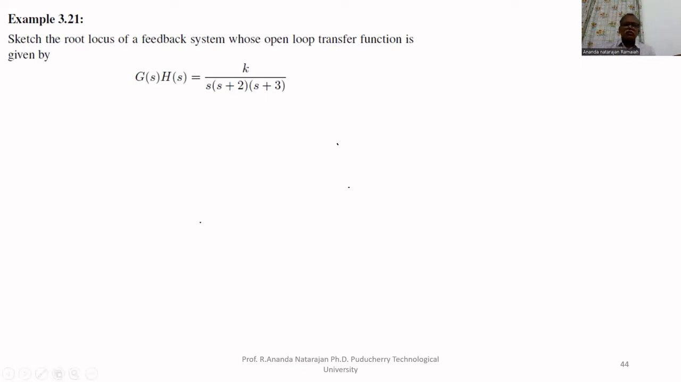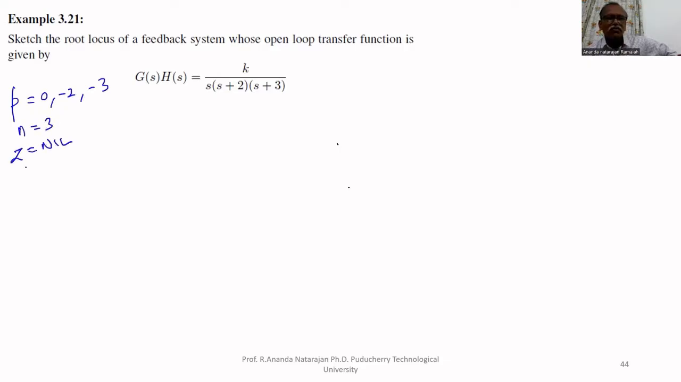Let us see one problem on root locus. Sketch the root locus of a feedback system whose open loop transfer function is given by K upon S multiplied by (S plus 2) multiplied by (S plus 3). So what are the poles? It is a third order system. Therefore, the poles are 0, minus 2, minus 3. That is, n equal to 3.